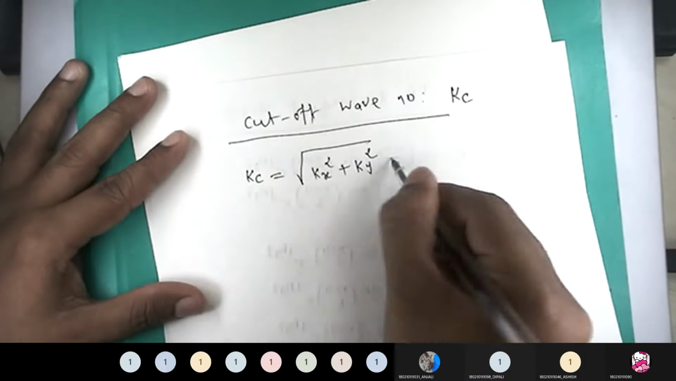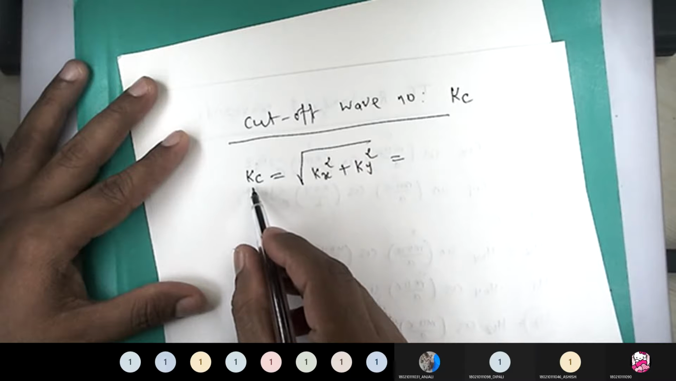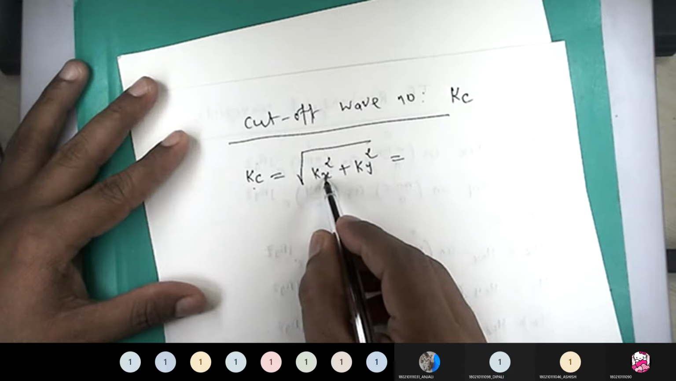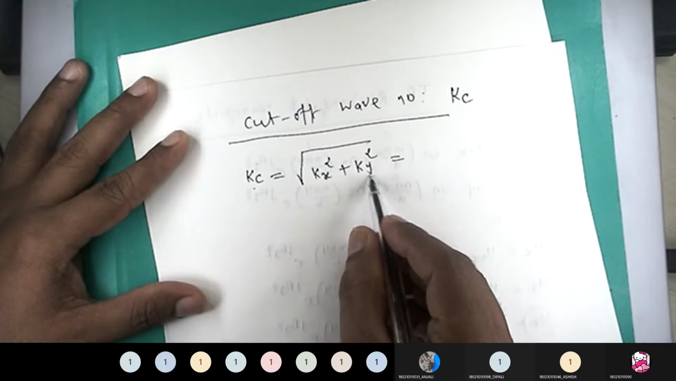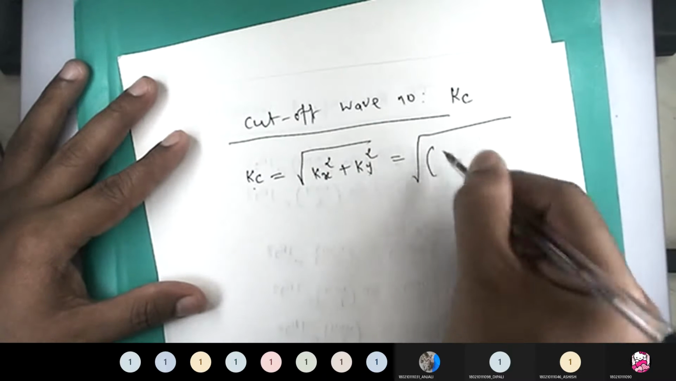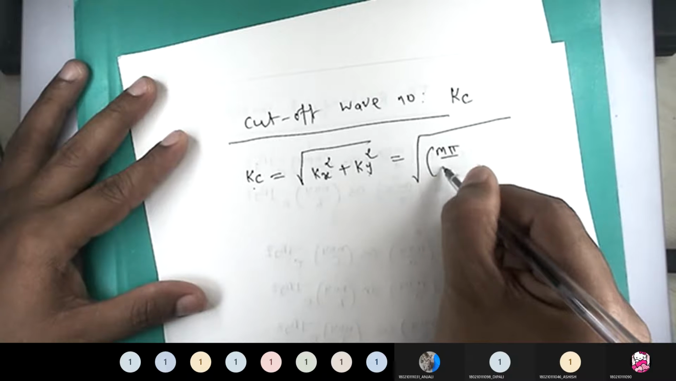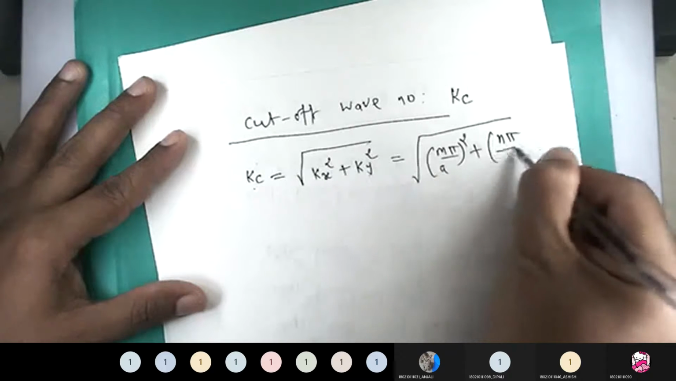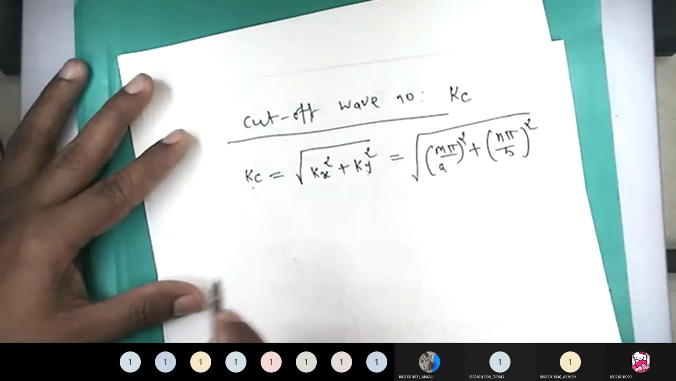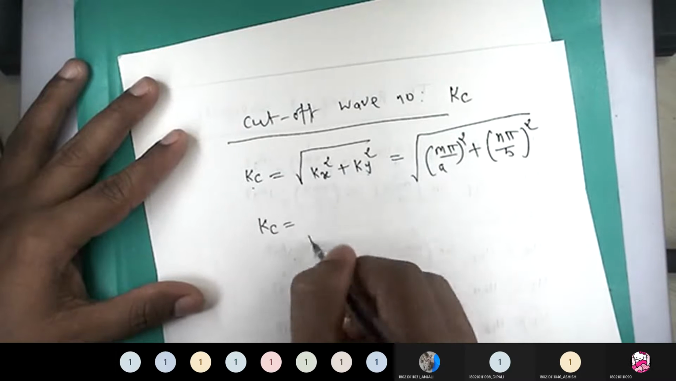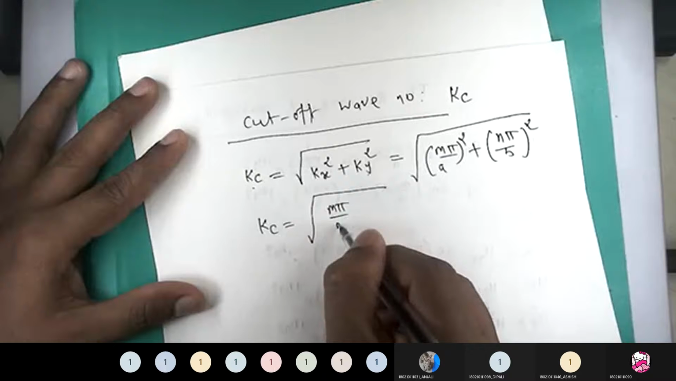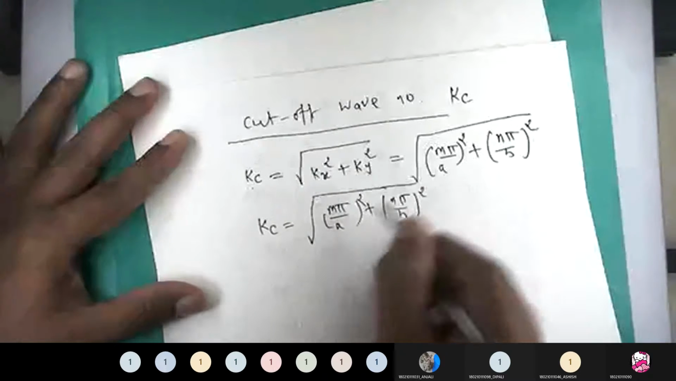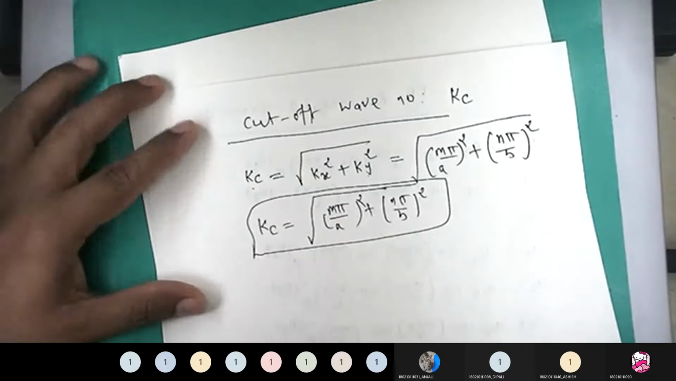But here it is clear now that kc is the cutoff wave number for the rectangular waveguide, where kx is the cutoff wave number for the x direction and ky is the cutoff wave number for the y direction. In the same way, I can replace kx by (m pi by a) whole square plus ky by (n pi by b) whole square. So finally, I get the kc square formula, that is equal to (m pi by a) whole square plus (n pi by b) whole square. So that is your final expression for the cutoff wave number.